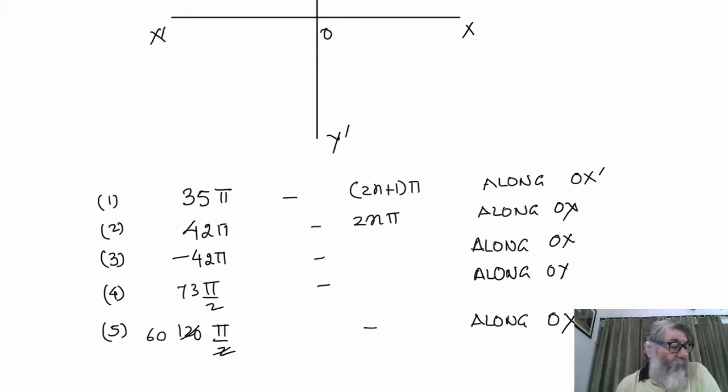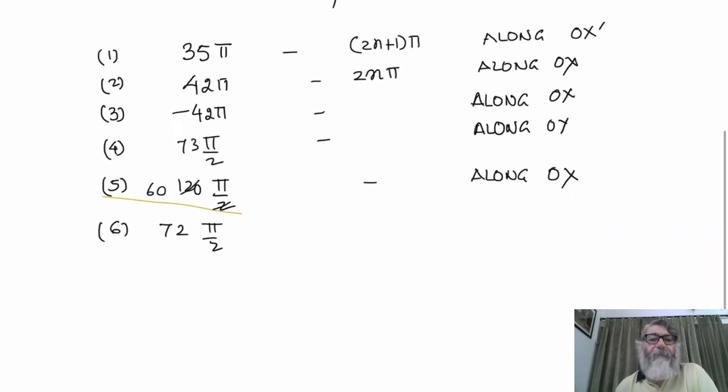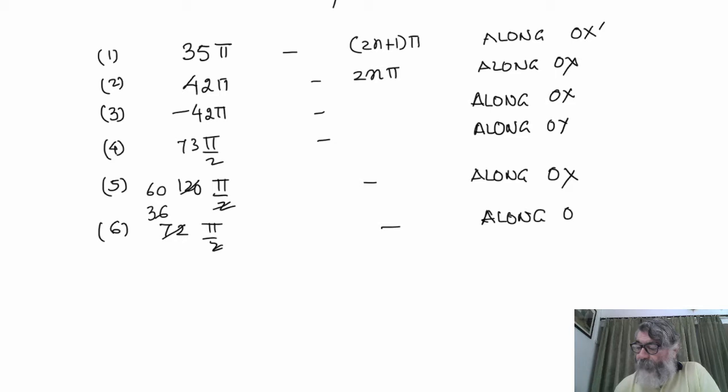For example, say 72 pi by 2. Again, it is an even multiple of pi by 2. An even multiple of pi by 2 will become a multiple of pi somehow. It will become 36 pi. And 36 pi means an even multiple. So it will again fall along OX.